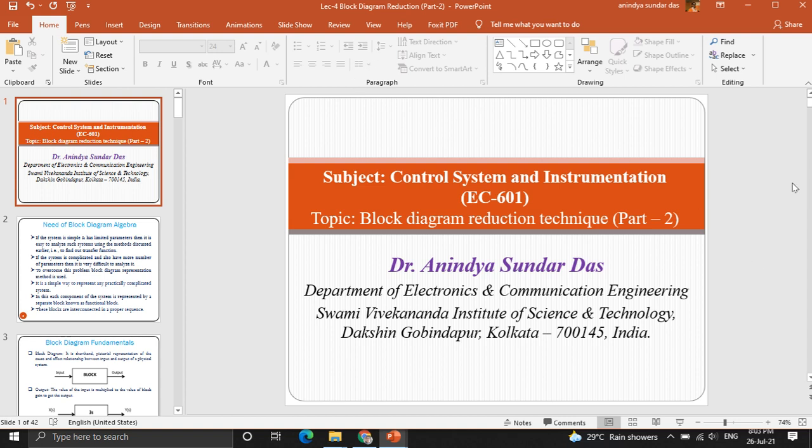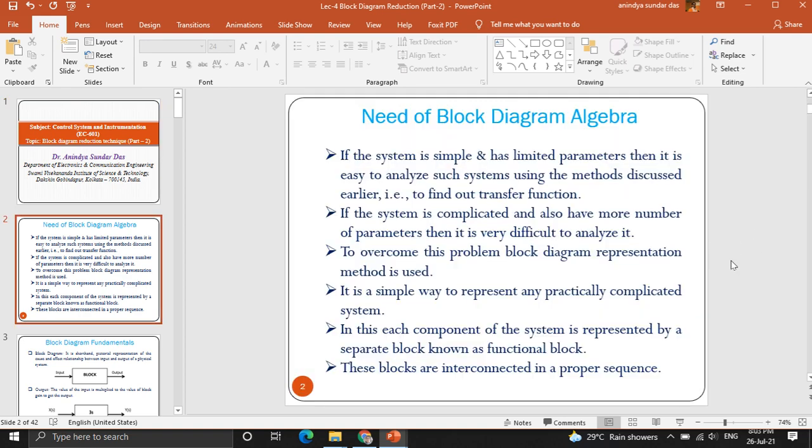This is my lecture number 4 of the subject Control System and Implementation. In the last lecture, I discussed the block diagram reduction technique, and we solved 10 to 11 problems. Now, why do we need block diagram algebra or block diagram reduction techniques? If we have a complicated control system with many blocks connected in series, parallel or any other fashion, then we can find its overall transfer function after reducing all the blocks into a single one.